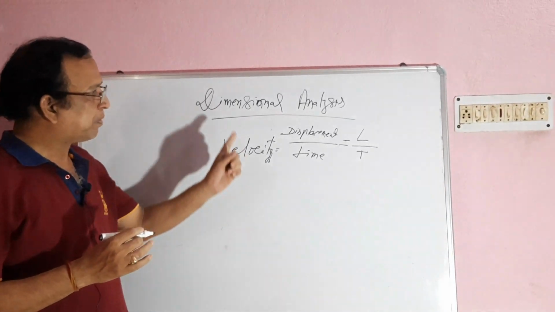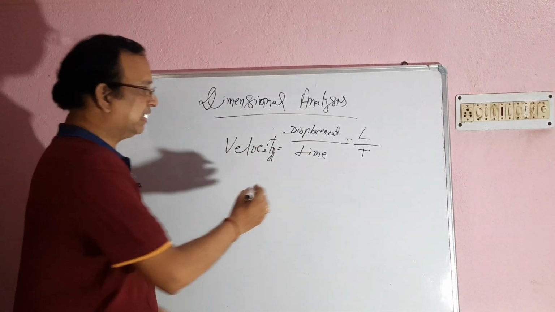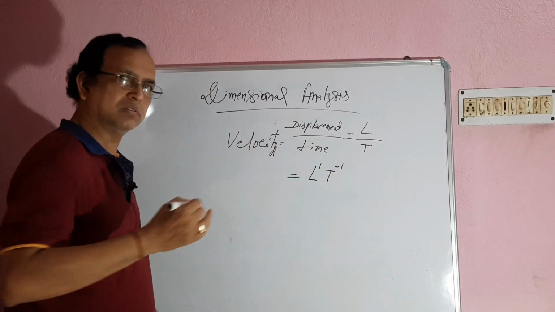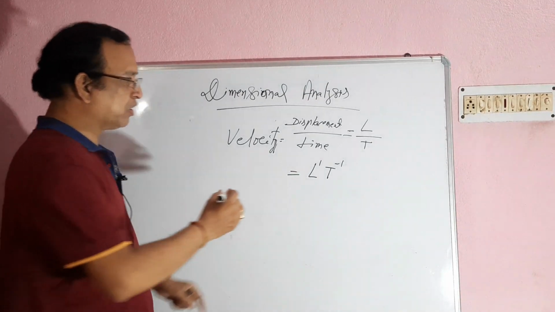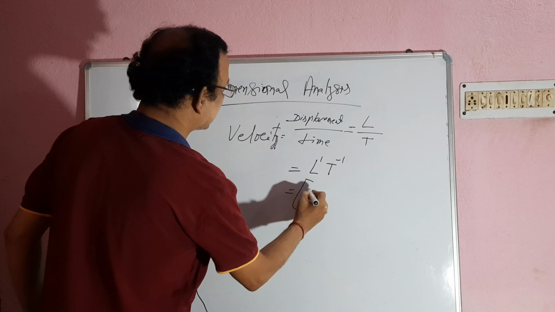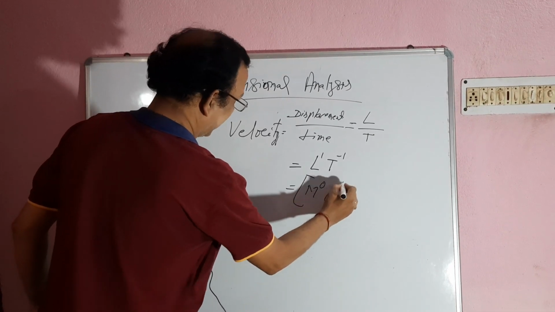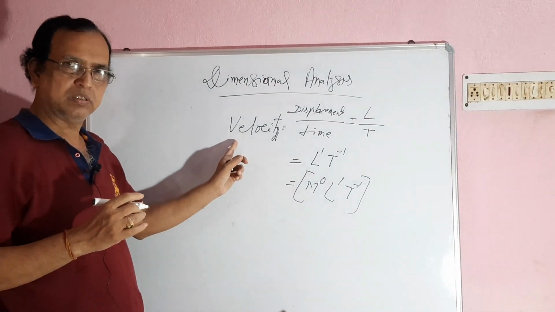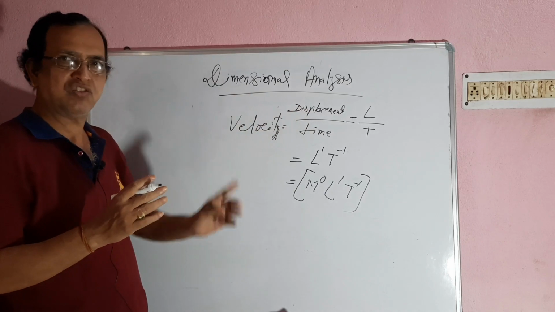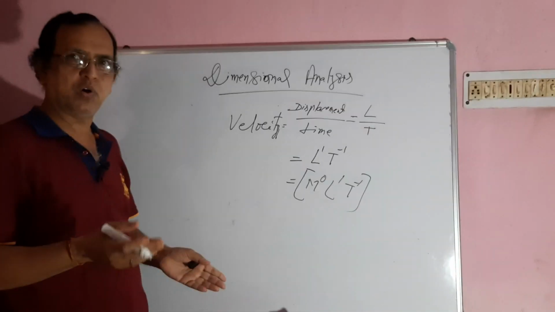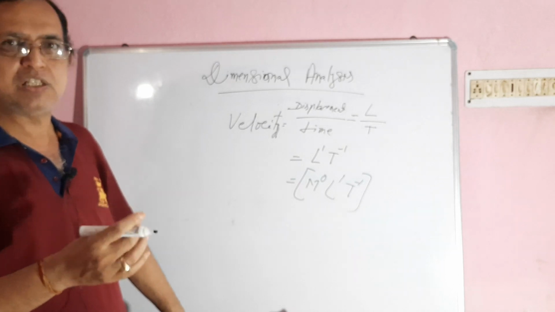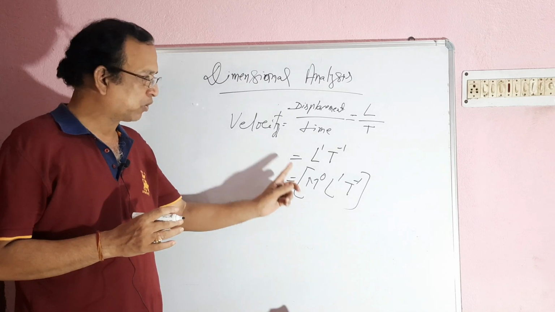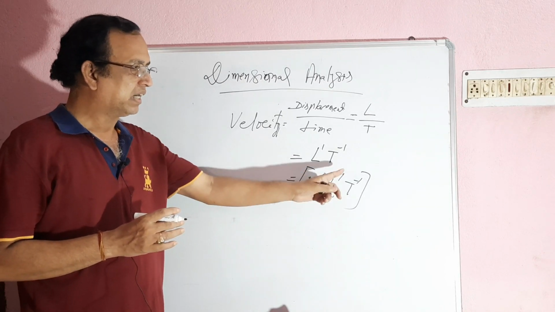Okay. So the dimensional formula is L1 T minus 1. There is no mass, so the dimensional formula is M0 L1 T minus 1. It is the dimensional formula of velocity. The dimensional formula of length is simply M0 L1 T0. For time, M0 L0 T1. Clear? So the dimensional formula of velocity is M0 L1 T minus 1.